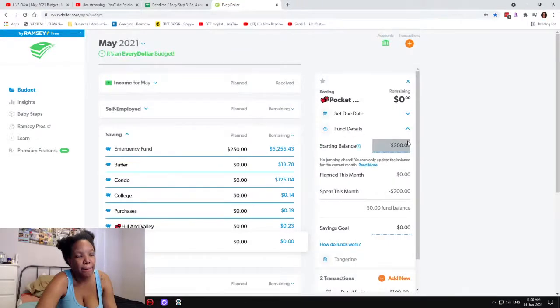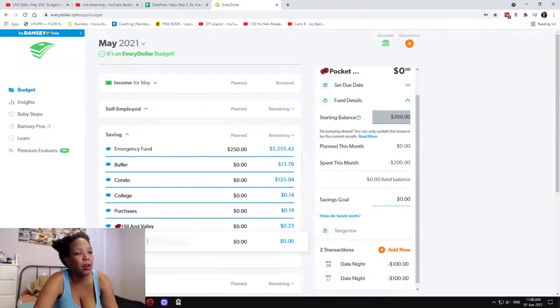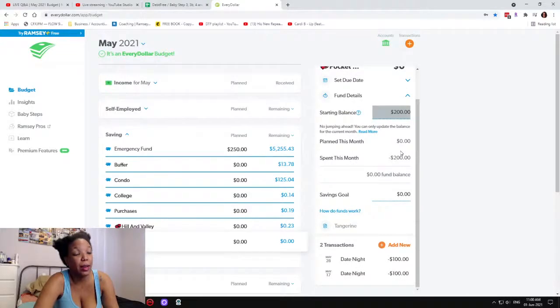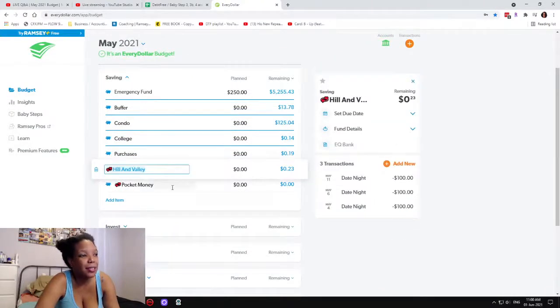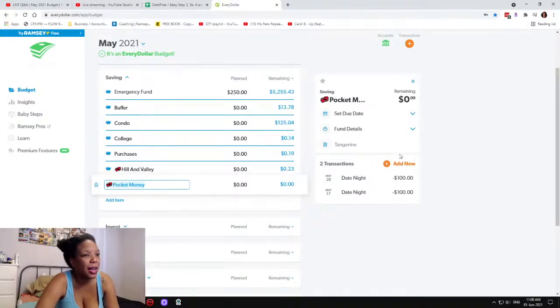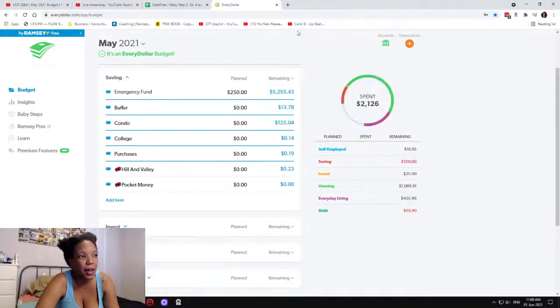So in May, we started with $200 into the sinking fund I have called pocket money that I typically take out when I have date night. My relationship has been on a work vacation for 4 months, and I was planned for his return. So I planned for the return, and I used my pocket money. The budget kept saying Every Dollar budget every time, but every time I took money out, it would track over here in red.